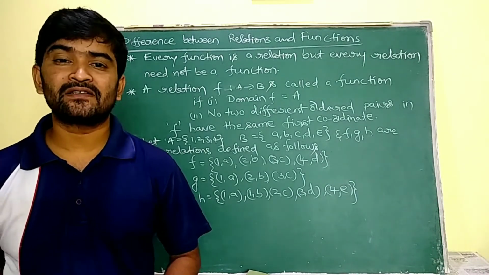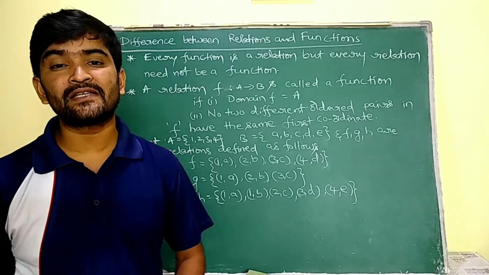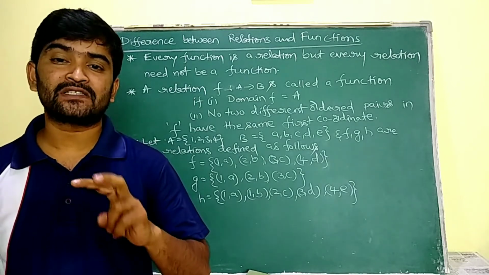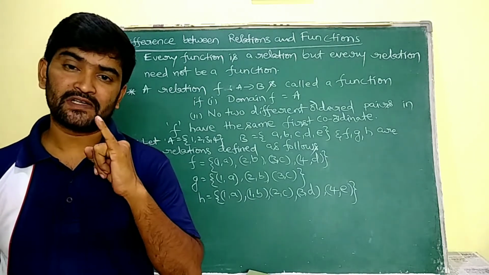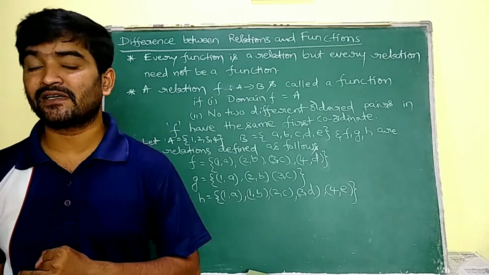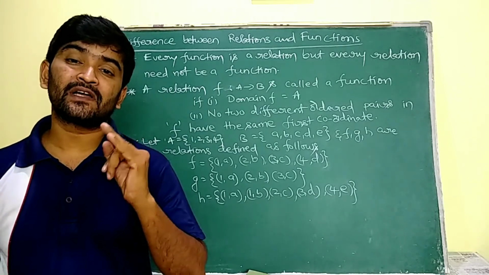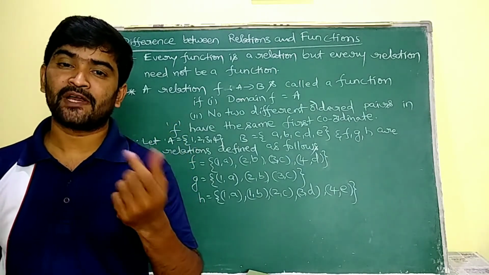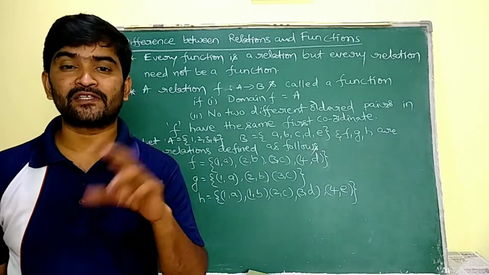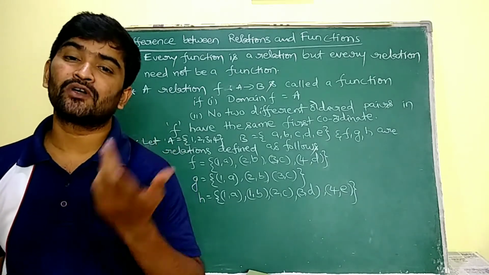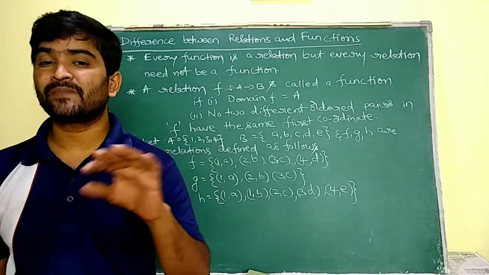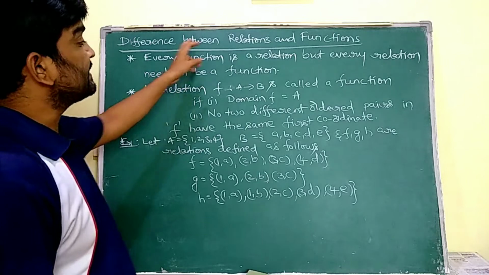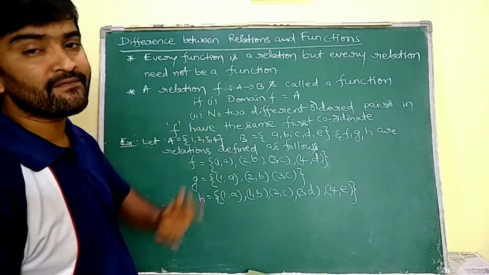The speciality, that specific nature of the relation, is that no two ordered pairs are going to have the same first coordinate. That is the first specific nature. And the second specific nature is that the domain of the given relation must be equal to the set A if it is defined from A to B. If it is defined from x to y, then the domain must be equal to x. Then the relation becomes a function, ma. Every function is a relation, but every relation need not be a function.